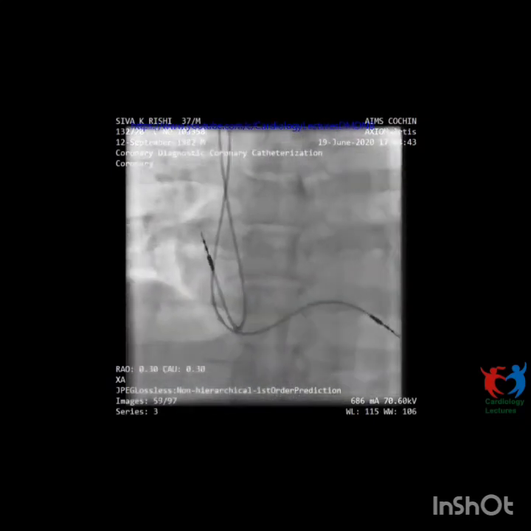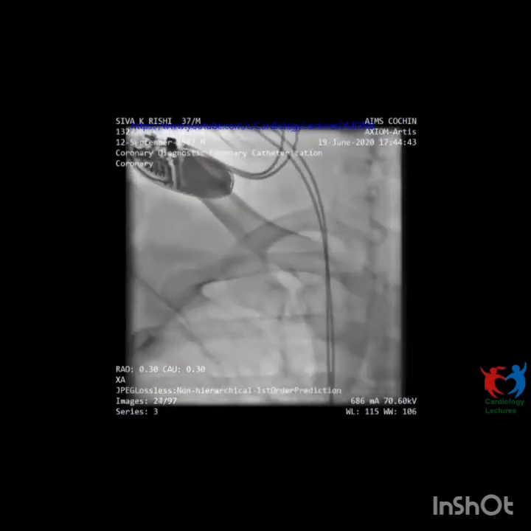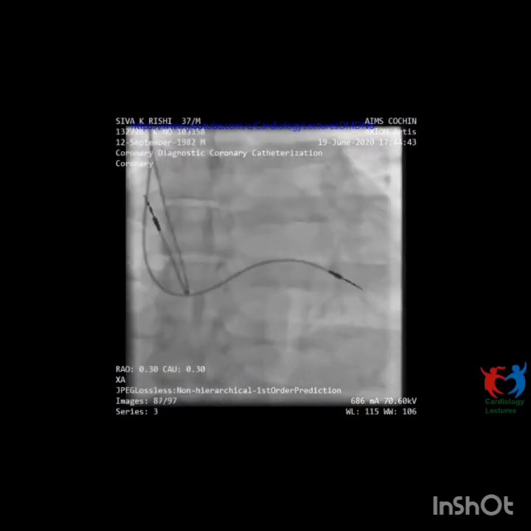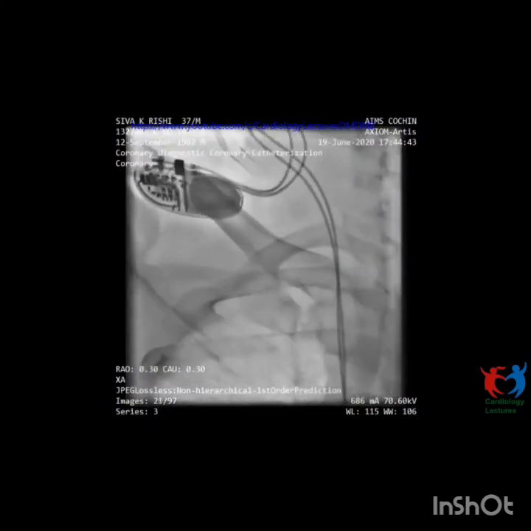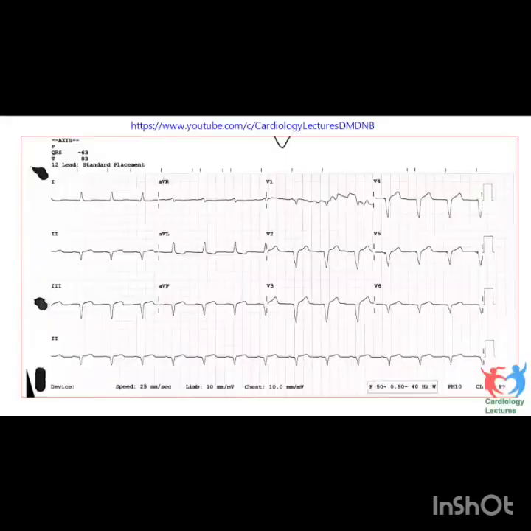You can mobilize this patient out of the CCU, and you have your own sweet time. The lead does not displace, the lead does not perforate. You don't have problems like deep vein thrombosis with femoral venous leads. So this gives you a lot of advantage. That's why I wanted to show this in this particular case scenario.